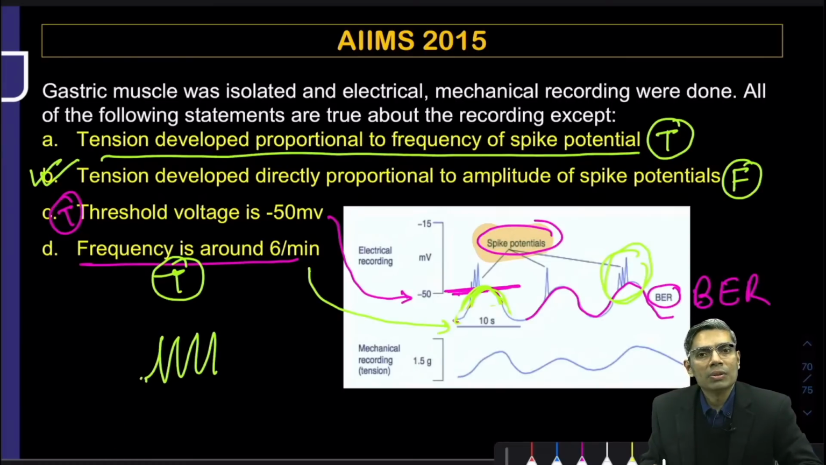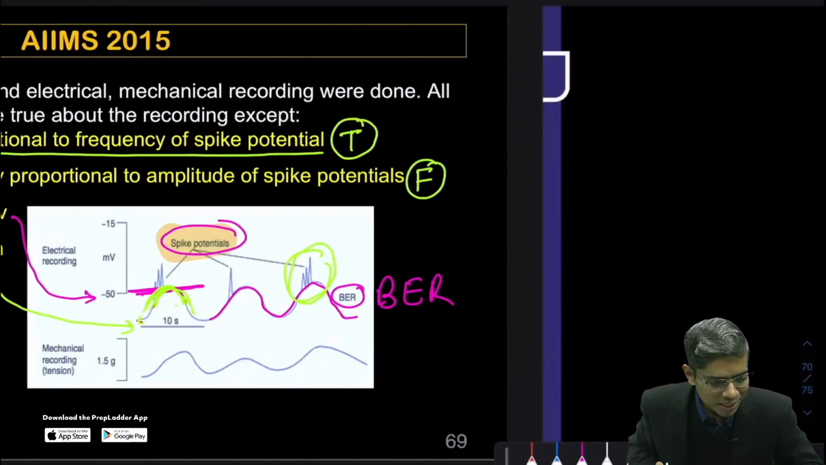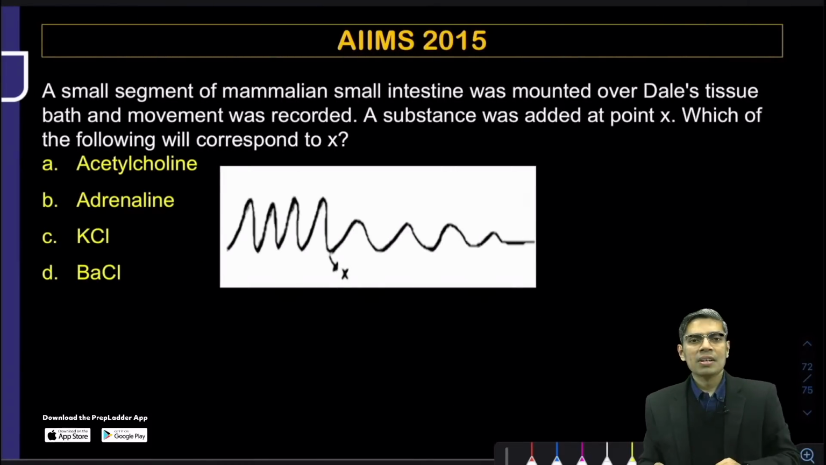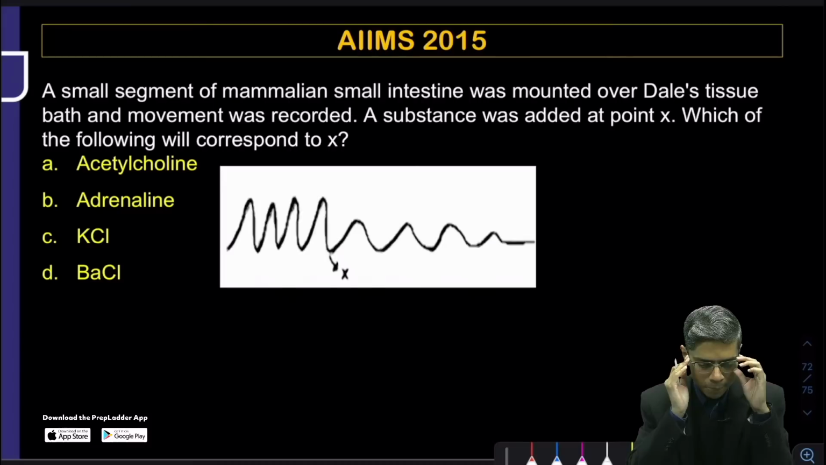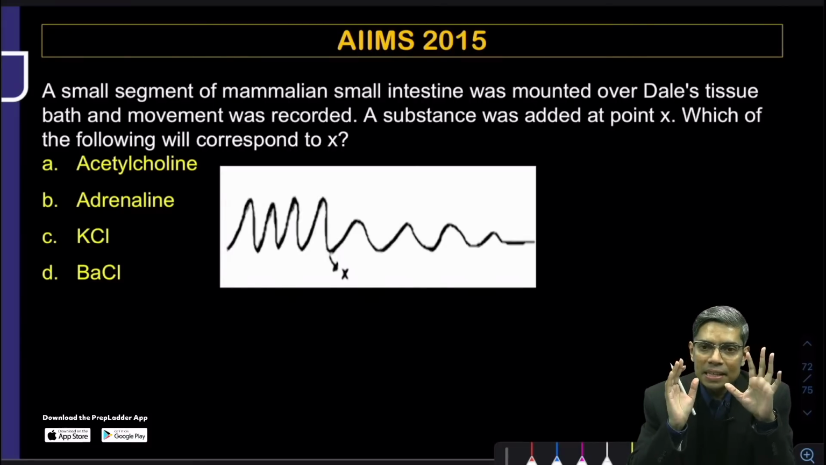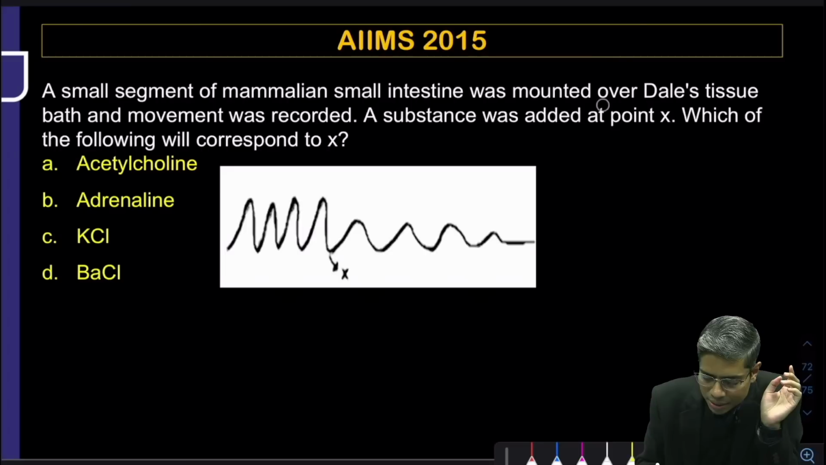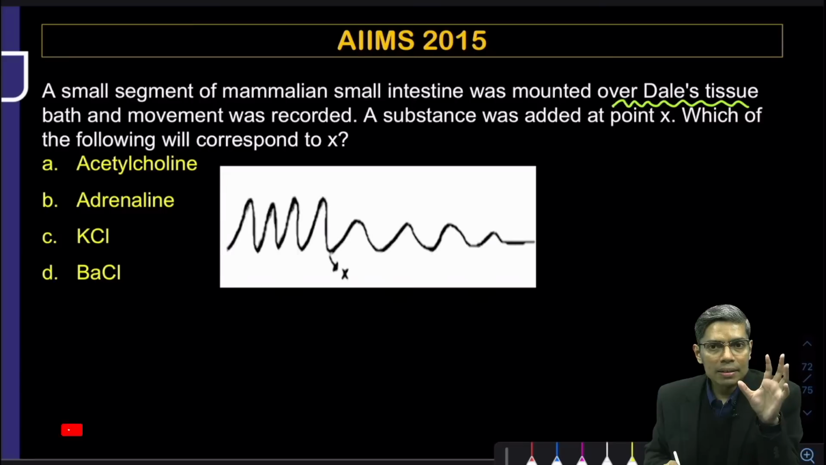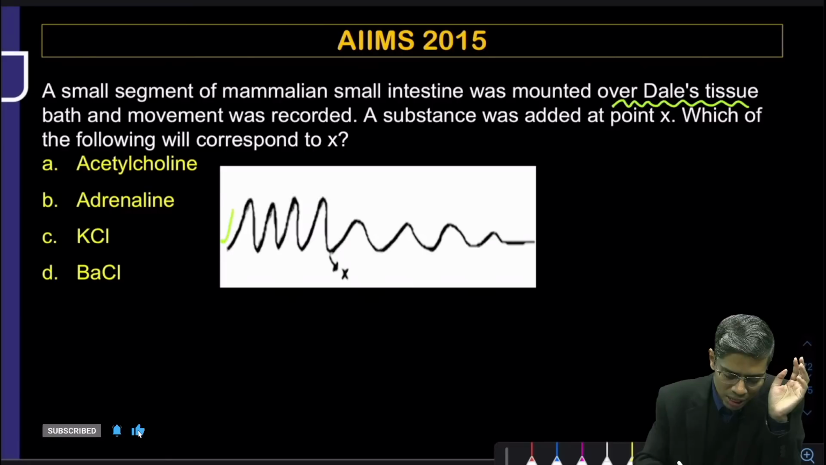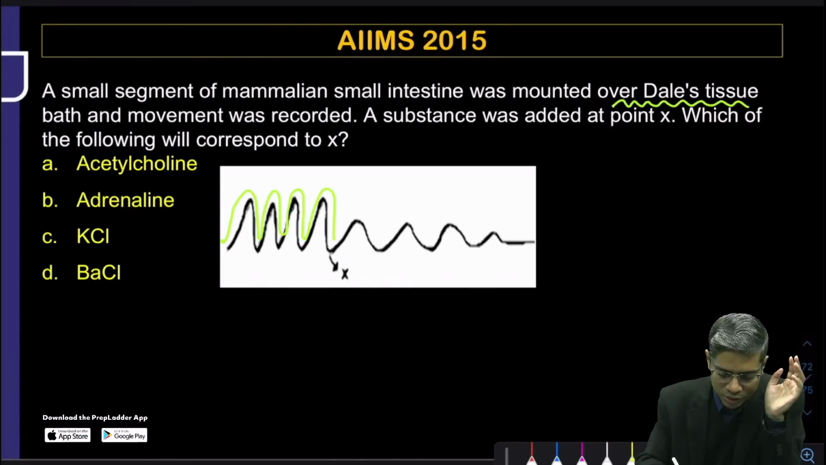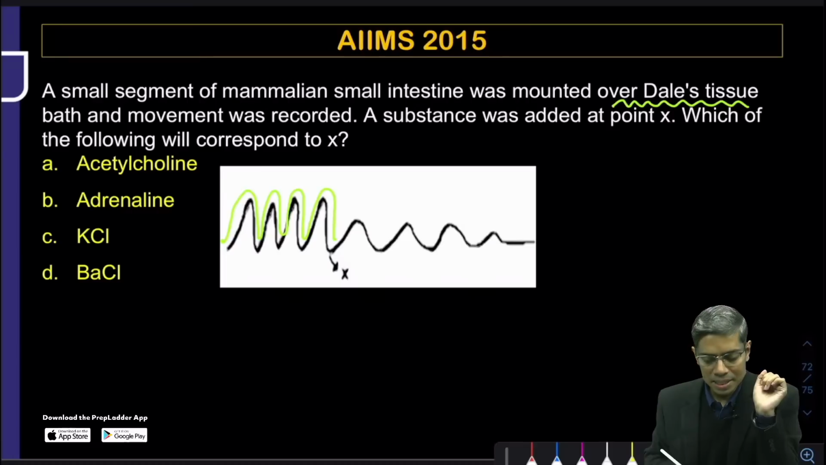Okay. Now, the last question I will come to. Okay. Next, last question. So this is the last question. Okay. Again the same principle. Here the question is Dale's apparatus. What do we record in Dale's apparatus? We record the movement of the GIT, mechanical movement. So contraction and relaxation of the GIT was happening, very strong contraction and relaxation was happening.